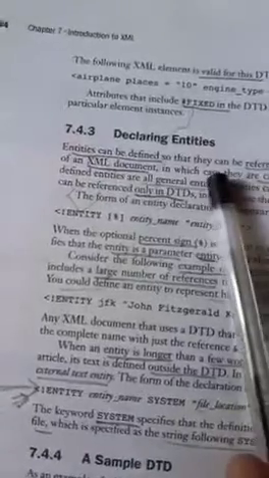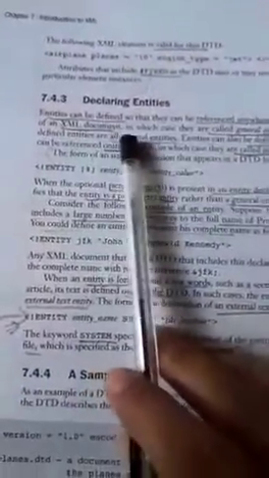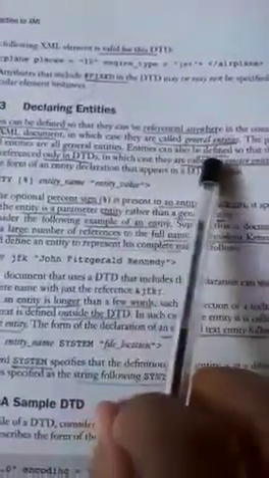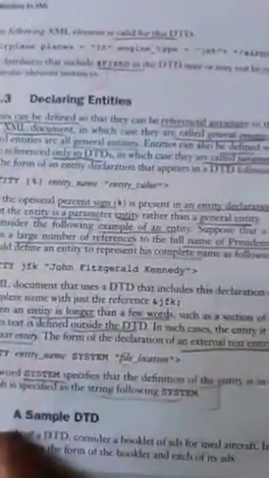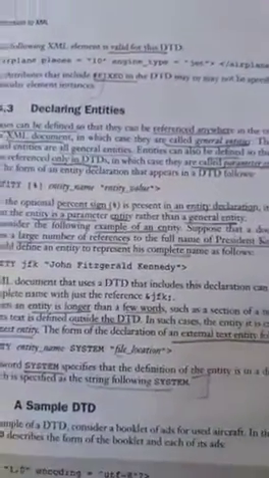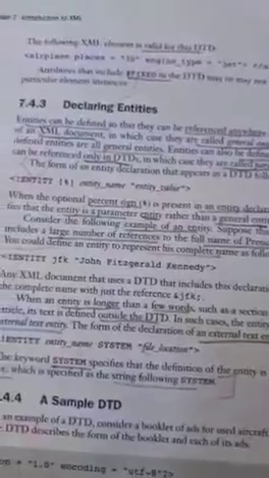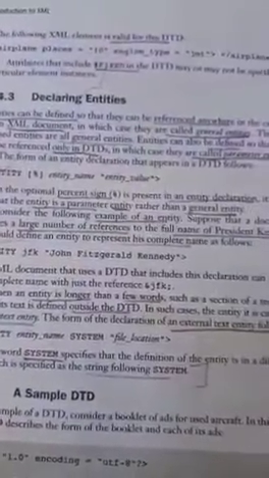So once again I repeat this. Entities can be defined so that they can be referenced anywhere in the content of an XML document, in which case they are called general entities, like external style sheets. The predefined entities are called general entities. The other one is parameter entities. Entities can also be defined so that they can be referenced only in that DTD, in which case they are called parameter entities.